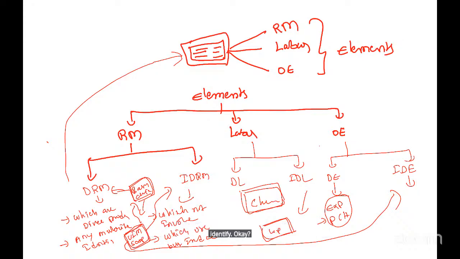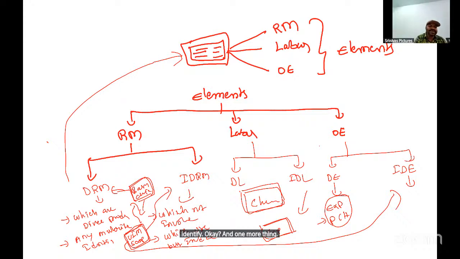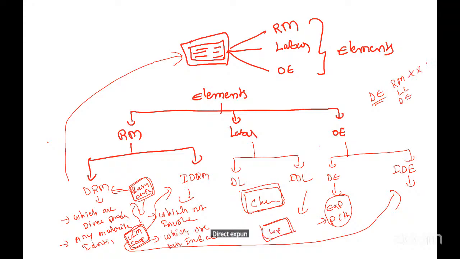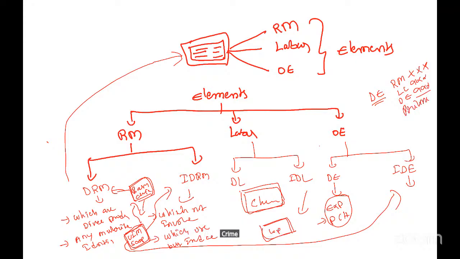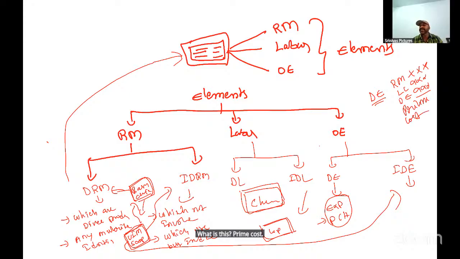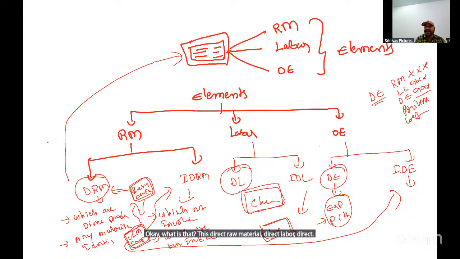And one more thing, based on expenditure, all direct expenses. Direct expenses means what? Raw material cost, direct labor, direct expenditure. The total of these three is called the prime cost. What is this? Prime cost. That is direct raw material, direct labor, direct expenditure.